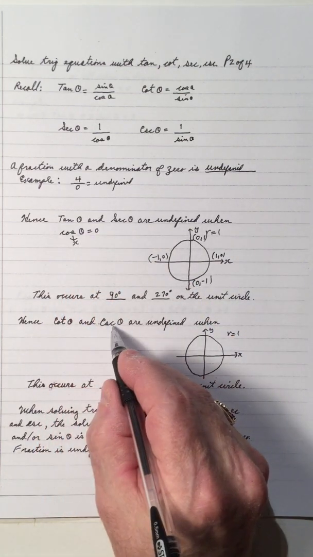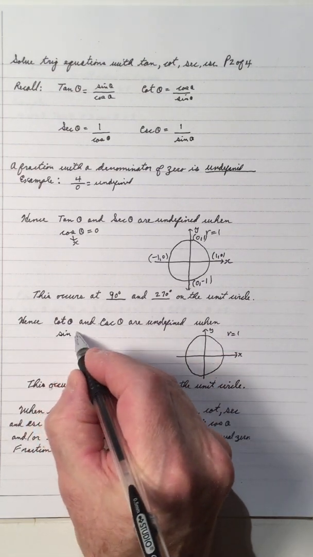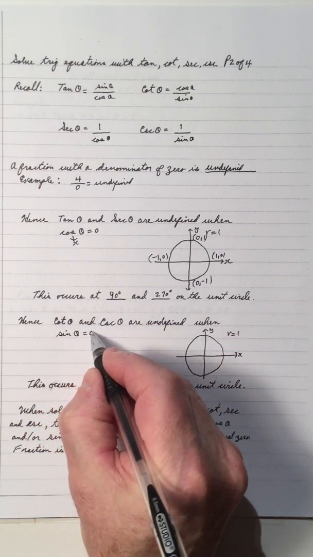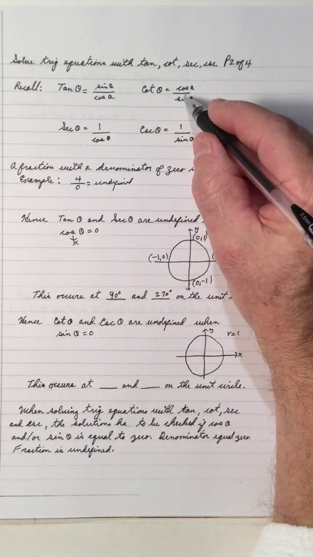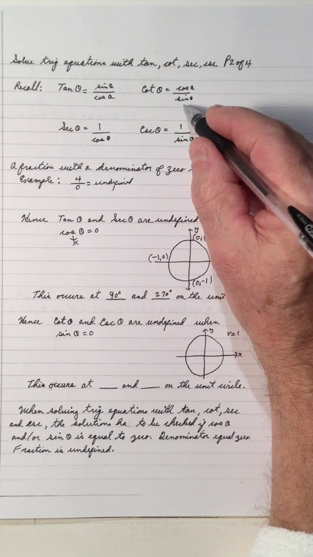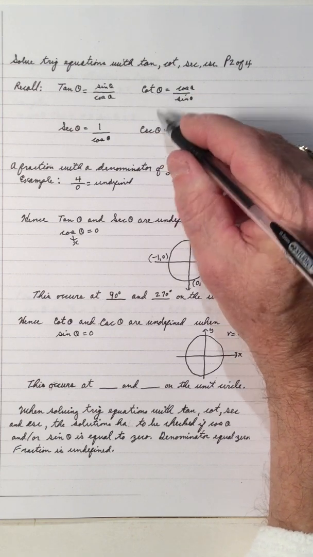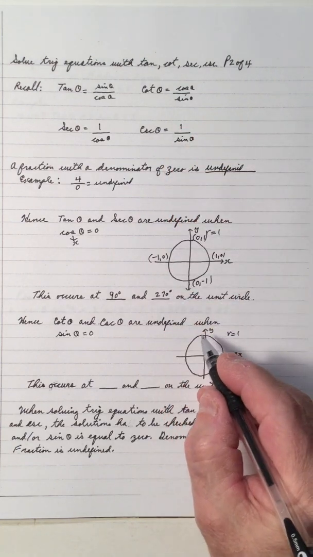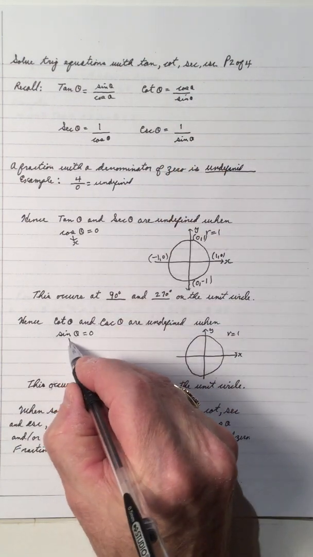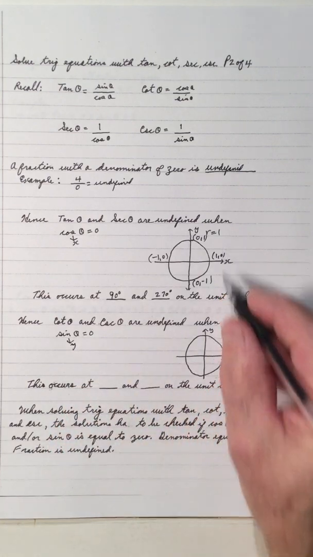Hence, cot and cosecant are undefined when sine theta equals 0. Cot is cos over sine. Cosecant is 1 over sine. So if sine is equal to 0, that makes cot and cosecant undefined. And this occurs when the y equals 0.